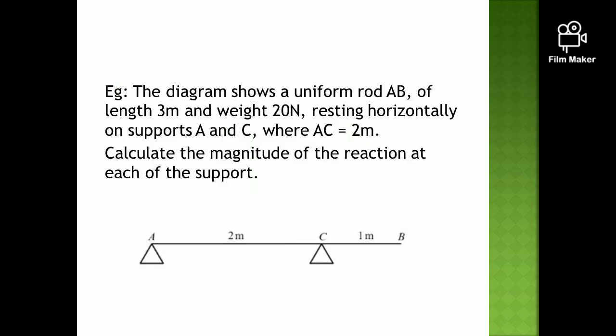Let's try to move up this question. The diagram shows a uniform rod AB of length 3 meters and weight 20 newtons resting horizontally on supports A and C, where the length of AC is 2 meters. Calculate the magnitude of the reaction at each of the supports.